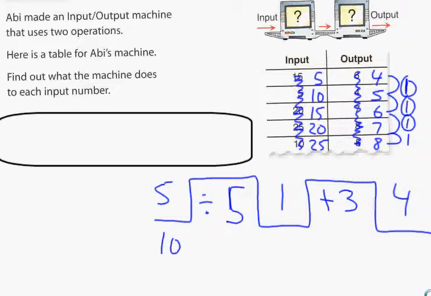10 divided by 5 is 2, and 2 plus 3 is 5. Hey, that checked out. And I can try my third input. 15 divided by 5 is 3, and 3 plus 3 is 6. It checks out. Okay, so I have just figured it out. My input-output machine is a divided by 5, and it is a plus 3. So, divide the input by 5 and then add 3.